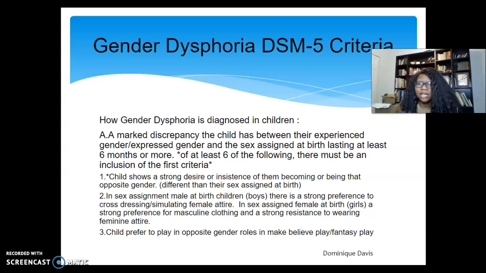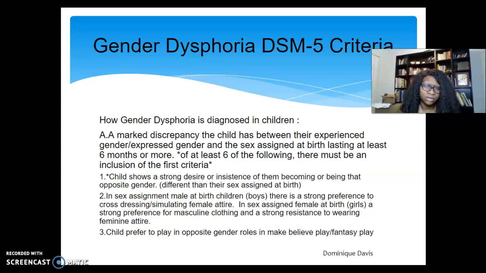So let's start off with how gender dysphoria is identified in children. It starts with a child who is expressing themselves, or whose lived experience in a gender does not match with their sex assigned at birth.